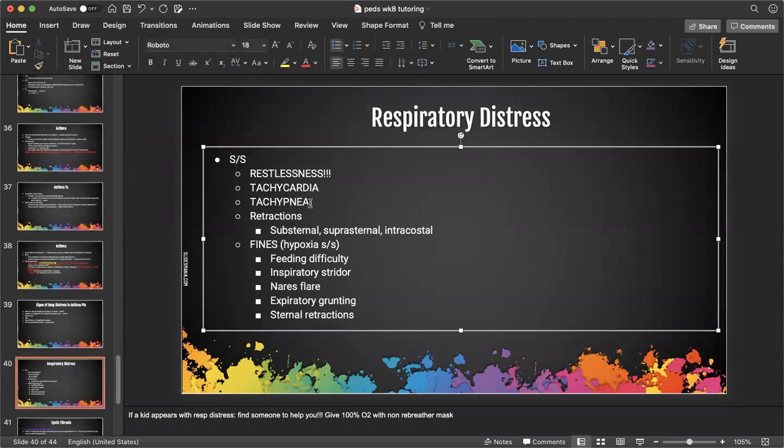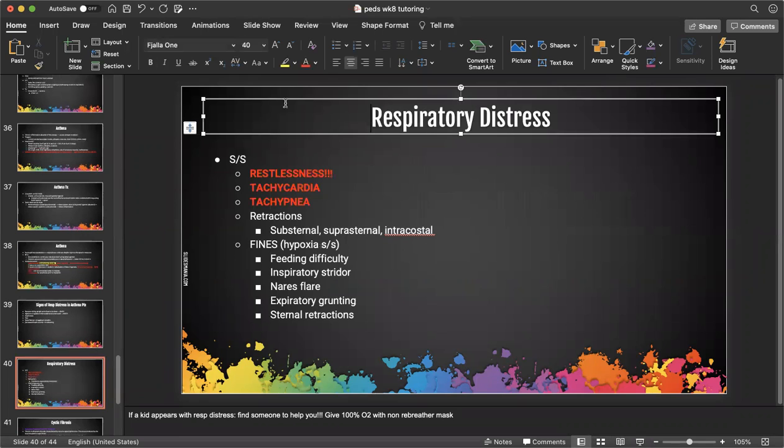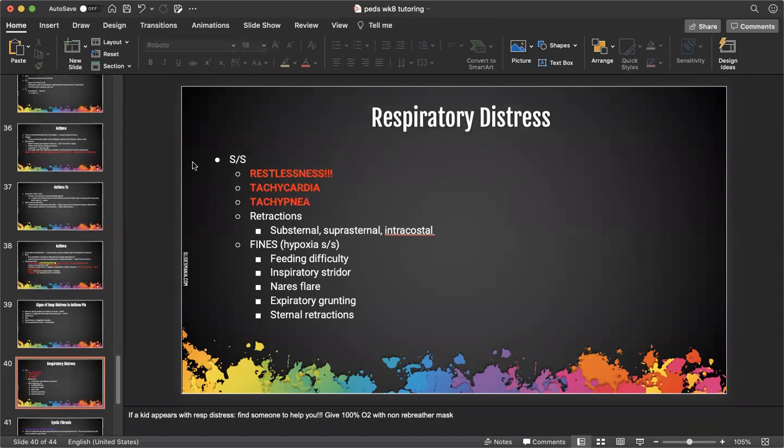So for these, I'm going to go ahead and bold them because these are really important for respiratory distress. Some signs and symptoms of respiratory distress are restlessness, tachycardia, and tachypnea. And then here are the hypoxia signs and symptoms and the retractions that I talked about at the beginning of the PowerPoint.